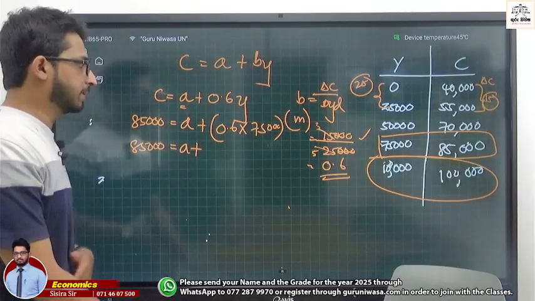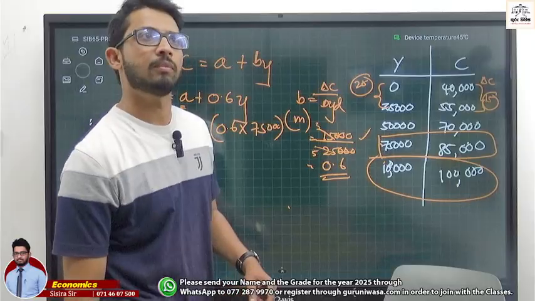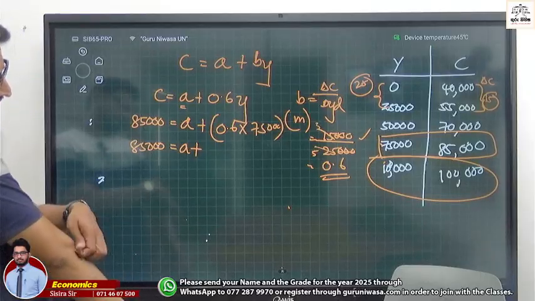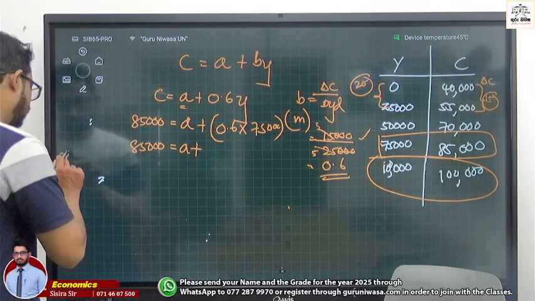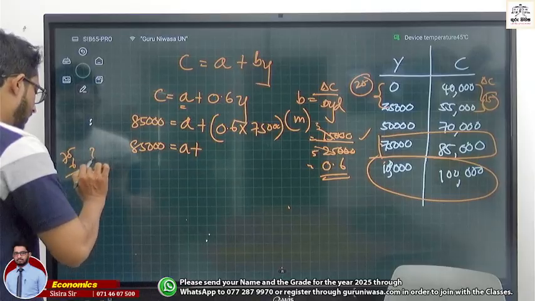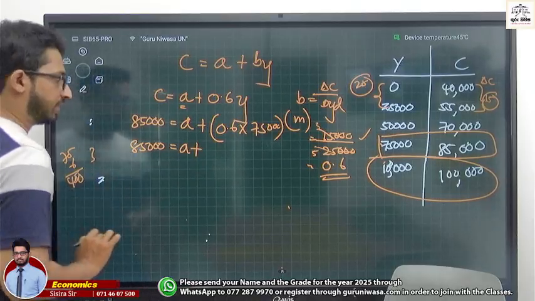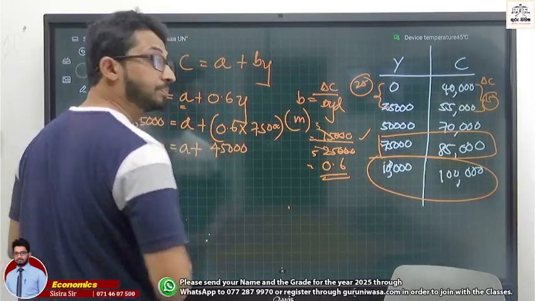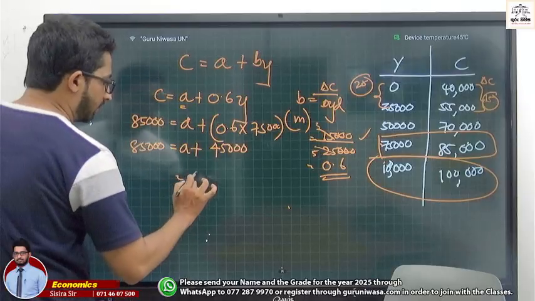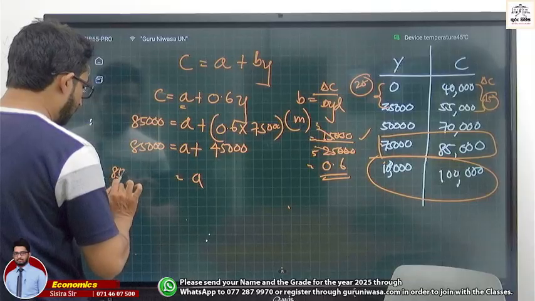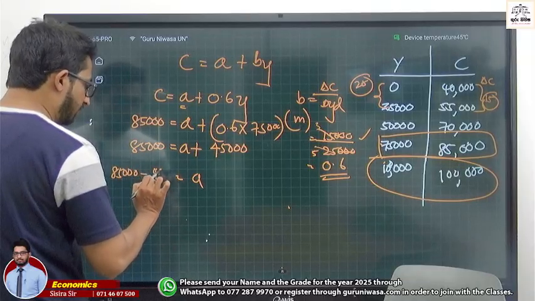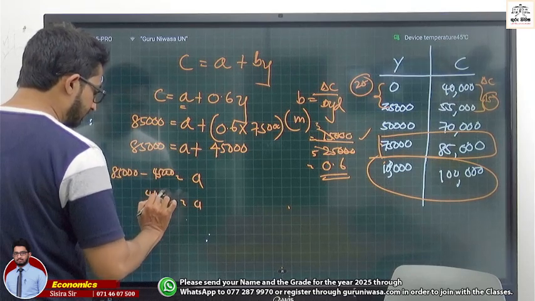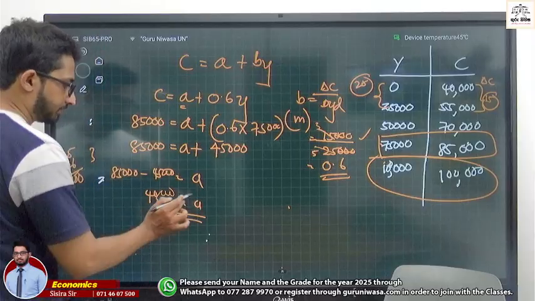Look, we multiply. Tell me the value. 75 into 6. 450, right? 45,000, right? Yes, sir. Yes. Then a equals 85,000 minus 45,000. A equals 40,000, right? This is the intercept.